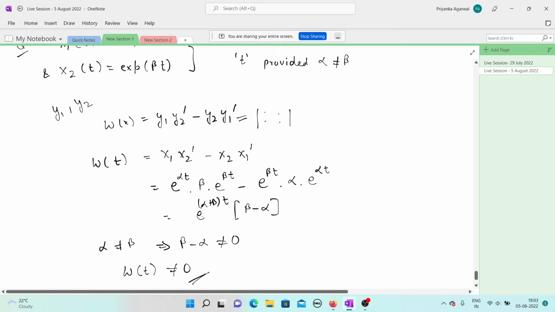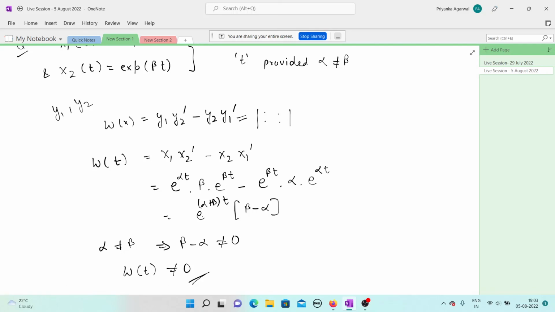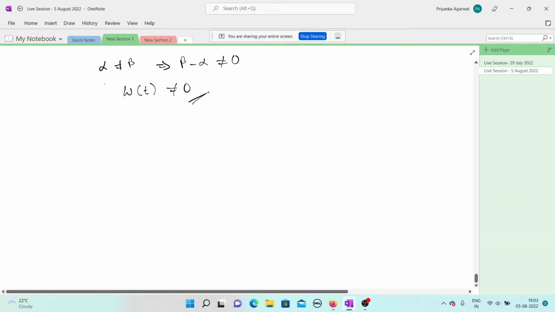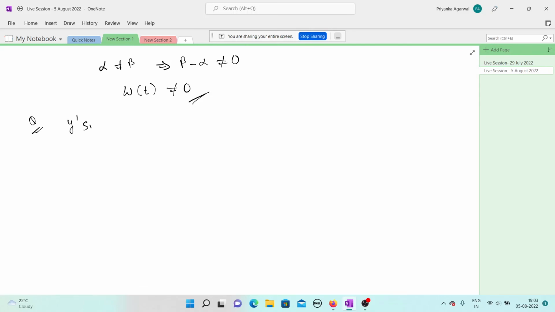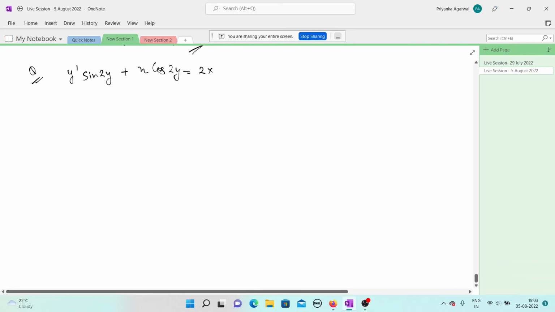Okay, if not, we will solve one more question. So the question is y' sin 2y plus x cos 2y equals 2x. So you have to solve this equation and find a general solution for this.